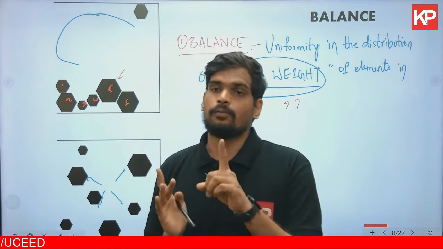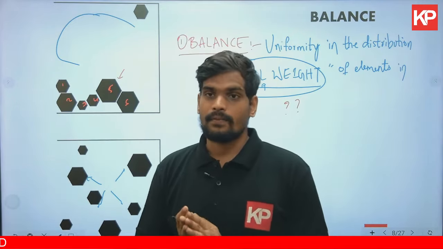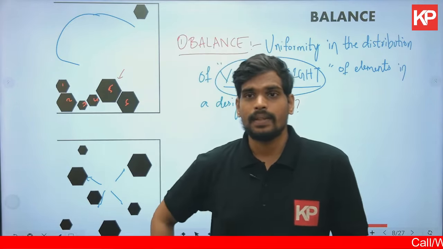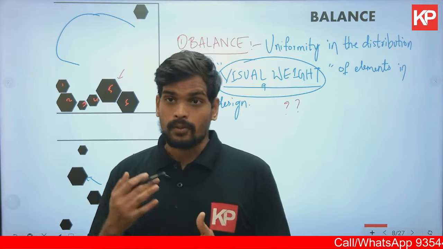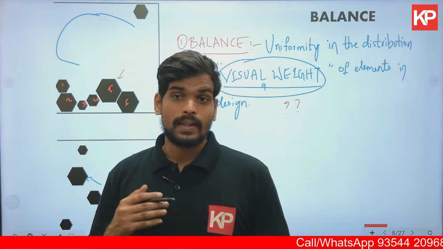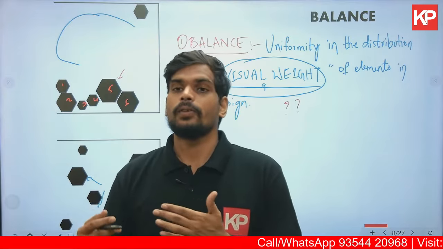But size is just one factor. There are many other factors which affect visual weight. Visual weight is not very simple, like it depends only on size. There are a lot of factors which govern it, including color, shape, density and complexity. So let us look into those factors.